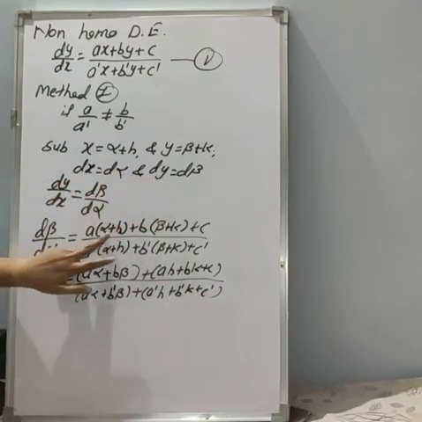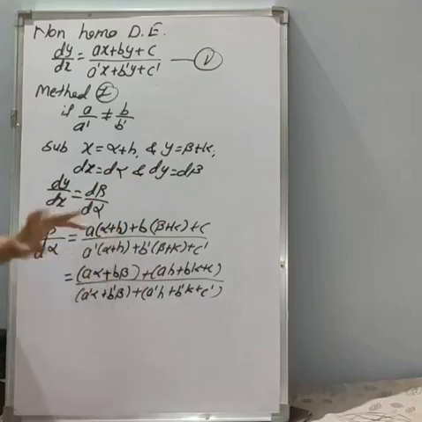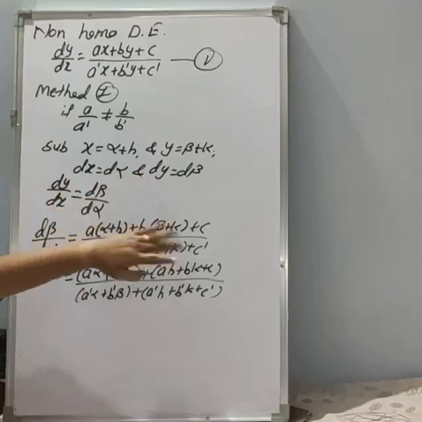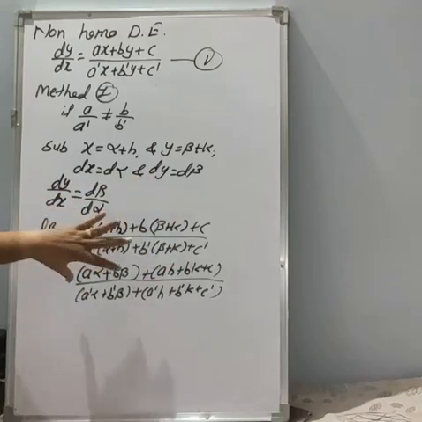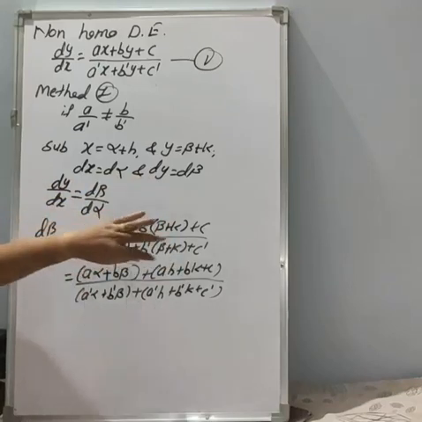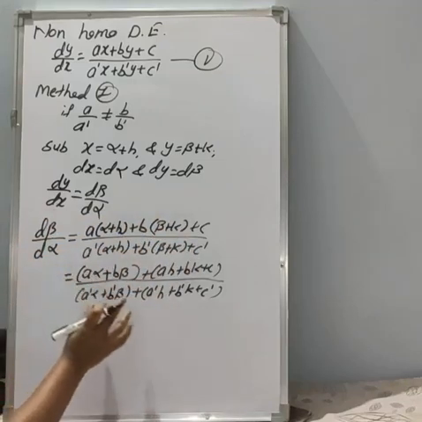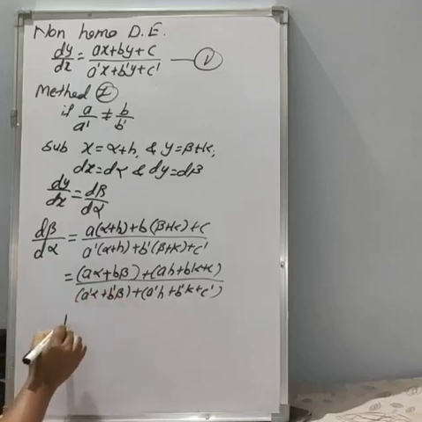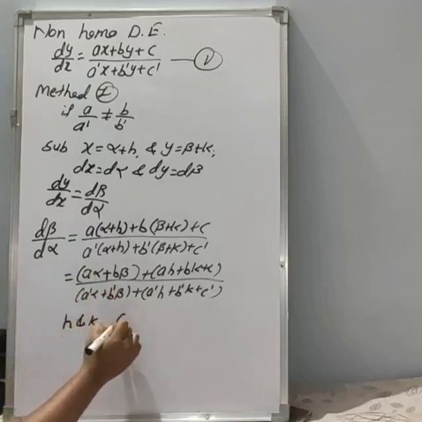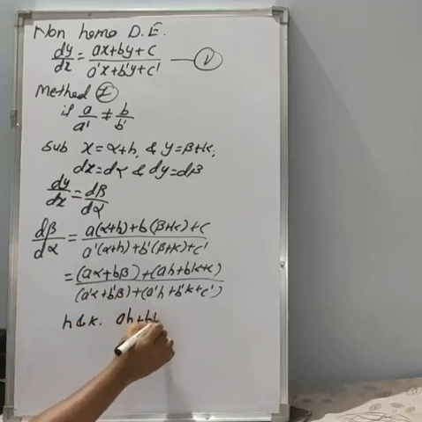Okay, so here a is constant, h is constant, so ah is also constant; b is constant, k is constant, bk is also constant. So combine the terms containing the variable in one bracket and combine the remaining constant terms in the other bracket. Similarly for this one.